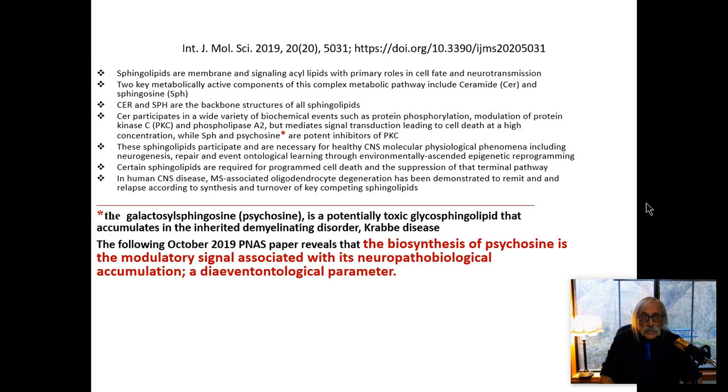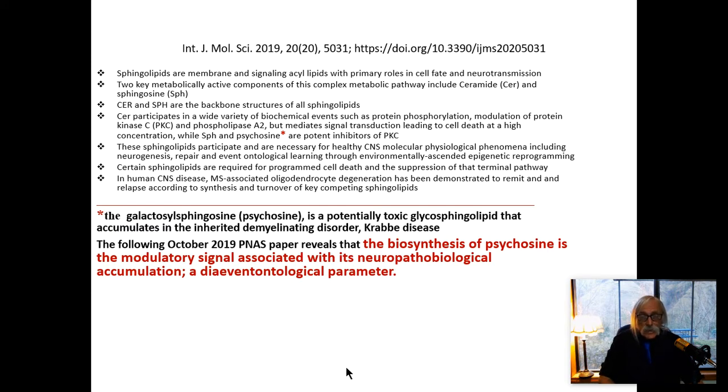In human CNS disease, this is kind of an example here, like MS, multiple sclerosis, there's a multiple sclerosis-associated oligodendrocyte degeneration. I think we all know that. Oligodendrocytes are non-neural CNS cells. And that degeneration has been demonstrated to remit and relapse according to synthesis and turnover of key competing and, I would say, maybe compromising sphingolipids. I like that word, compromising sphingolipids. So this asterisk is for me, reminding me to tell you a little bit about psychosine right now. I'm going to get into it, in fact, right after this slide.